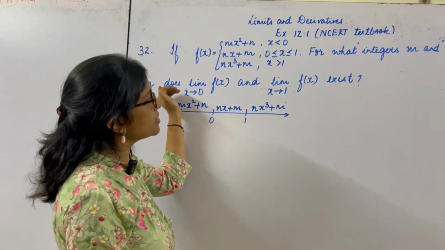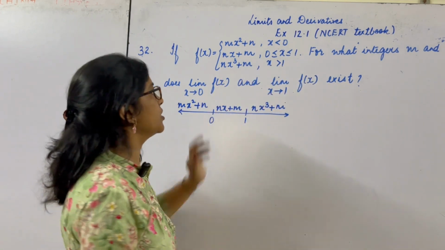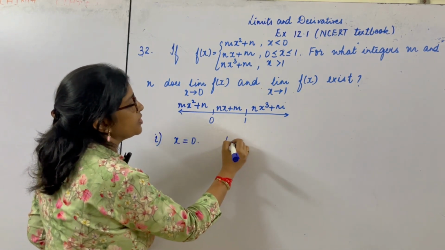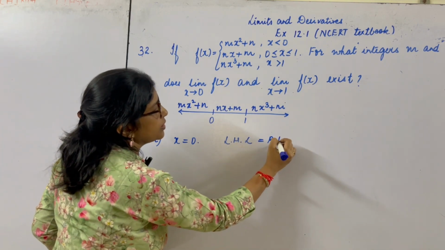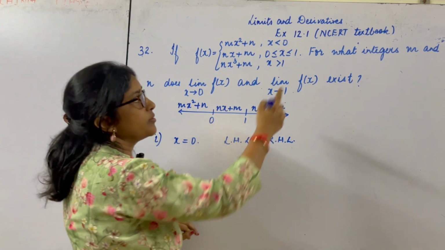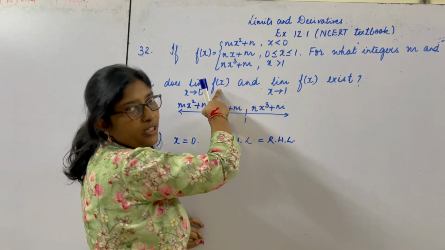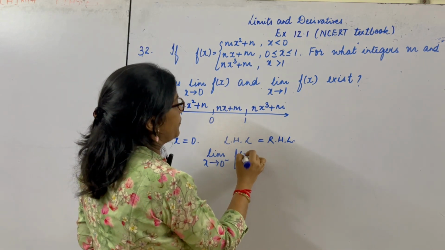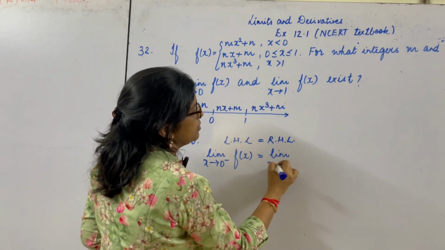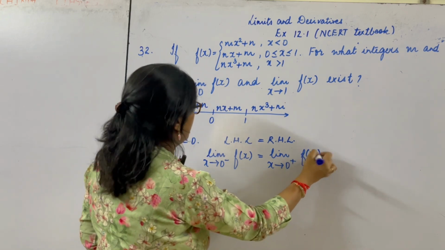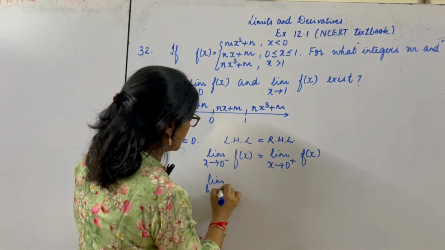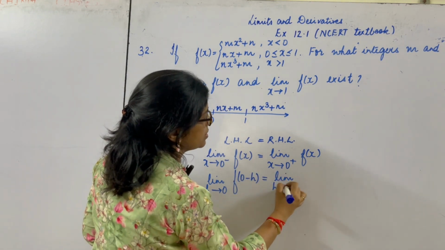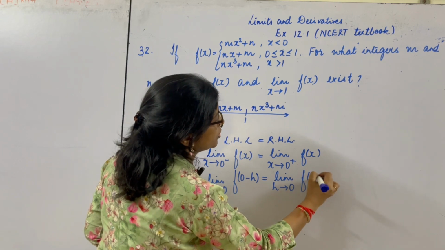It already says that the limit exists, so what are m and n? We have to take that at x equal to 0, the left hand limit is equal to the right hand limit. This is what we should take, because it is already given that the limiting value exists. So, x tends to 0 minus of f(x) and x tends to 0 plus. If it is 0 minus, converting to h, it becomes 0 minus h, and if it is 0 plus, it becomes 0 plus h.